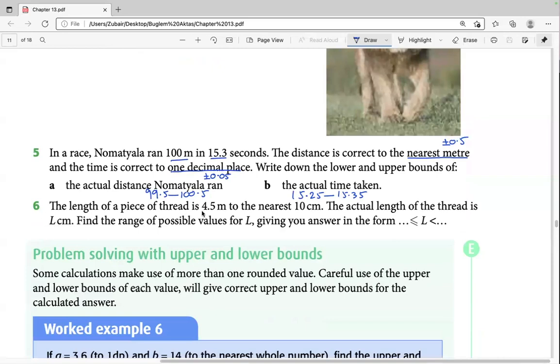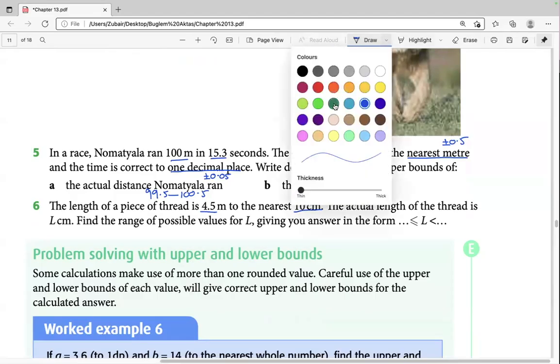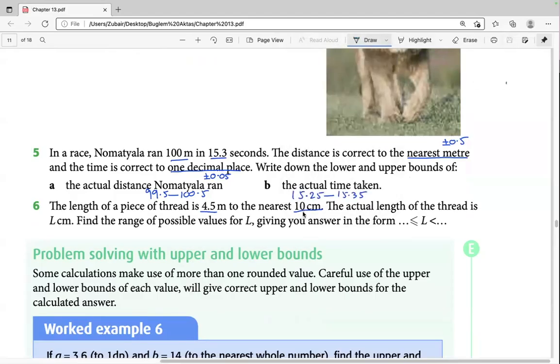The length of the piece of thread is 4.5 meters, to the nearest 10 centimeters. So when it is given to the nearest 10 centimeters, we add and subtract 5. The actual length of the thread is L centimeters. Find the range of possible values and give your answer in this form. Be careful, this is meters and that is centimeters. So should we convert to meters or centimeters?